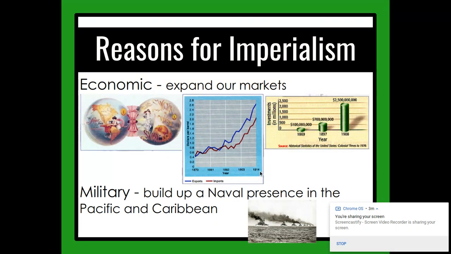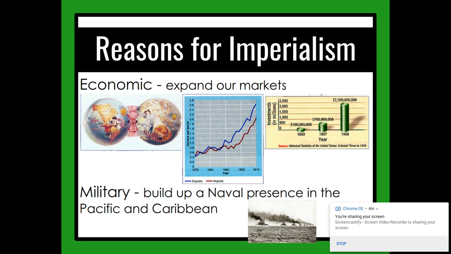This ends, by the way, in 1914 because that's when World War I starts. We also see in this chart right here investments in other countries, and the amount of money that we're investing in other countries is growing exponentially in this time period from the post-Civil War time period to the beginning of the 20th century. And that is because we want to build up people's infrastructure so that we can get our goods to those countries.